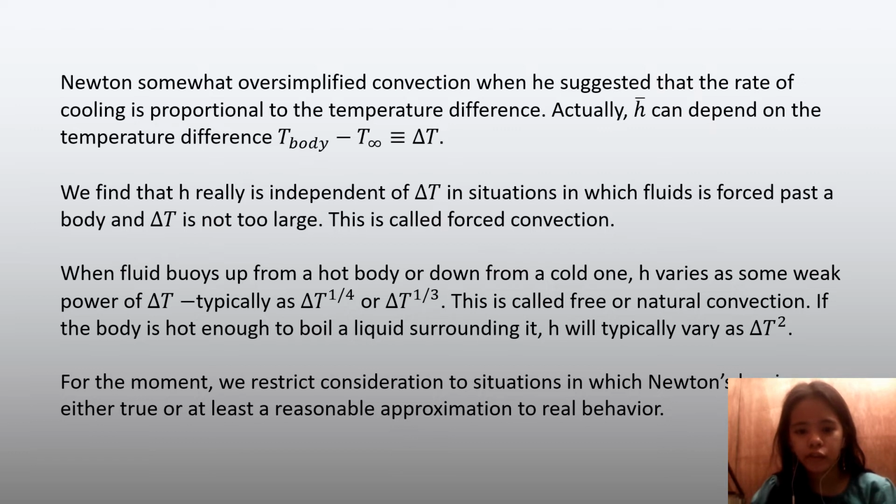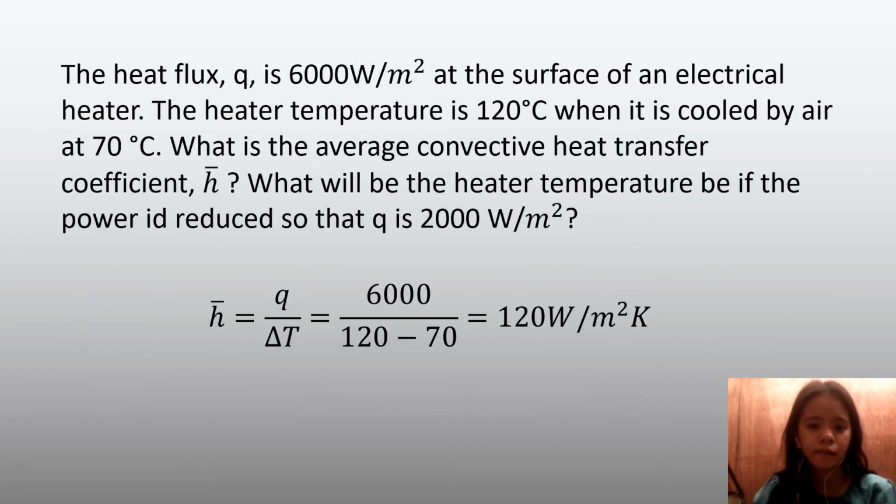For the moment, we restrict consideration to situations in which Newton's law is either true or at least a reasonable approximation. Here is an example. The heat flux q is 6,000 W per m squared at the surface of an electrical heater. The heater temperature is 120 degrees Celsius when it is cooled by air at 70 degrees Celsius. What is the average convective heat transfer coefficient h bar? What will be the heater temperature if the power is reduced so that q is 2000 W per m squared?